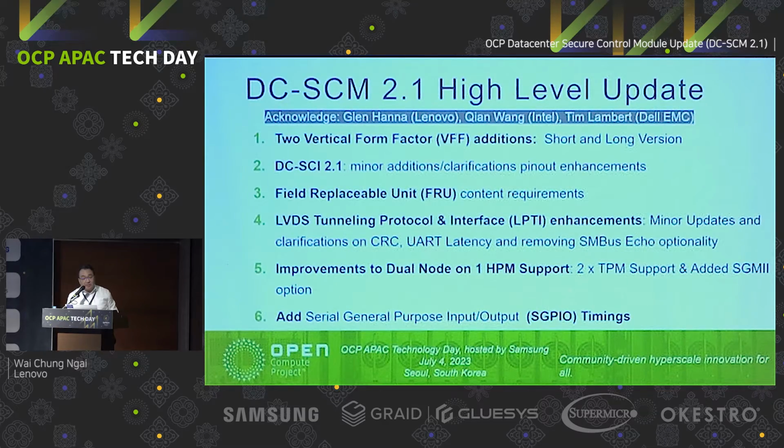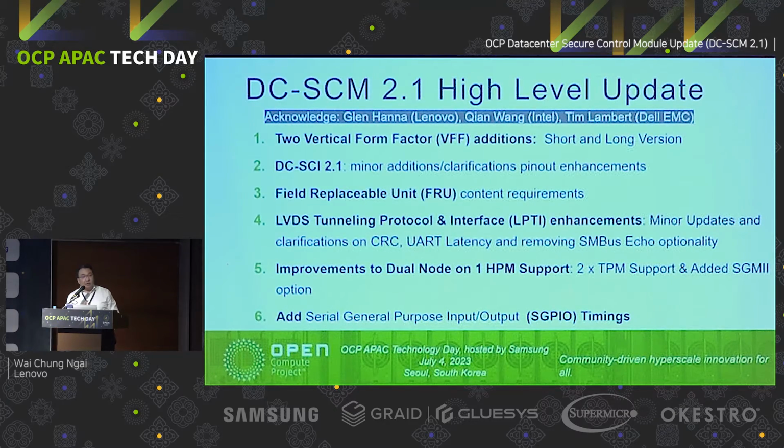Then number 5 is the improvement to dual NUCs on 1 HPM support. That means in the future, this DC-SCM is capable of having 1 module manage multiple server NUCs or multiple motherboards. If you imagine, for example, a 2U system, you can have 2 server NUCs inside, but with only 1 DC-SCM to perform all the security and control. And then the last is to add the SGPIO timing. These are some of the changes in 2.1.